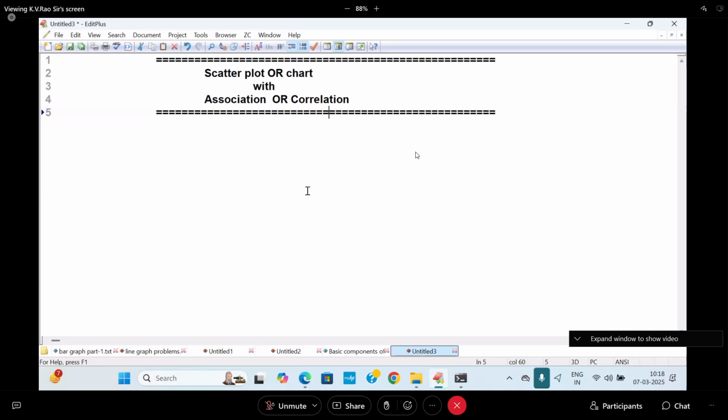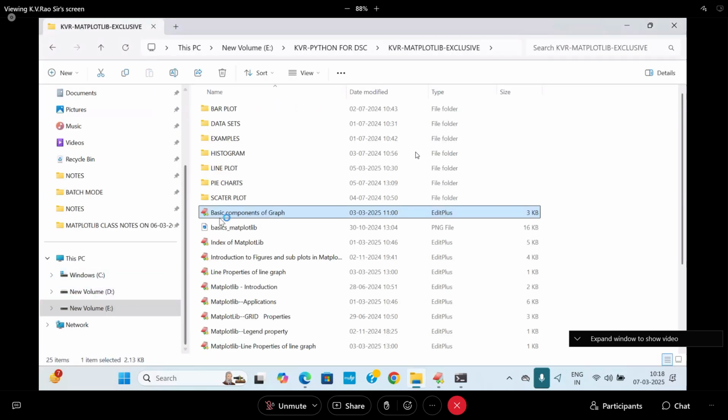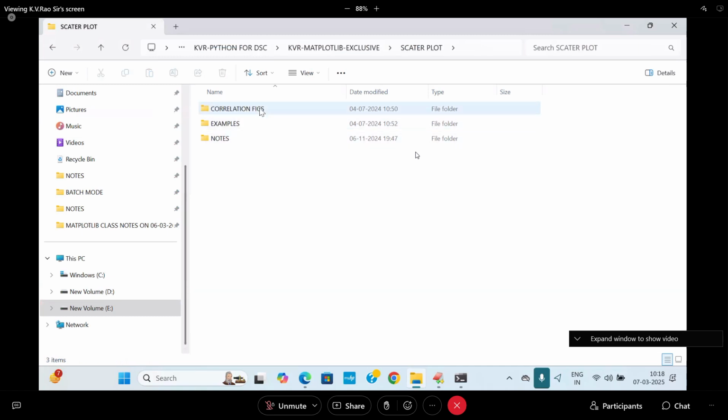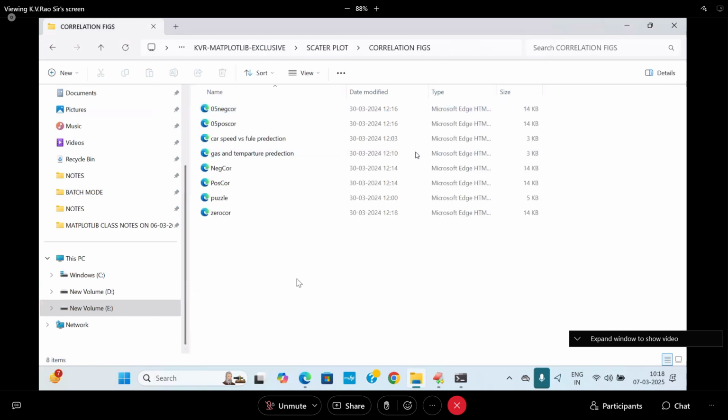So I will show you some small pics, and some questions which were already asked in the written test, what students asked and what people got. I will show you some pics for you. So here are the correlation pics. I just got it. Now one more question I want to ask you.